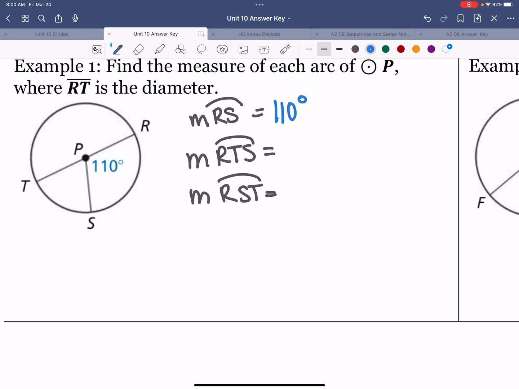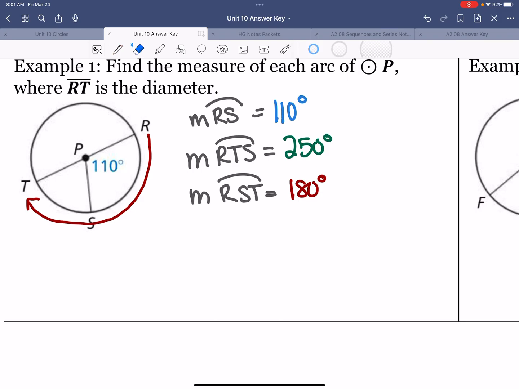Then I want RTS, so coming around RT and then S. That's everything except that 110, so that's going to be 250, because we do know, or if we don't, we need to know that a circle is equal to 360 degrees. And then finally, I have RST, so I'm going to follow this, RST. It gives me 180 degrees. And that is finding my arc measure.